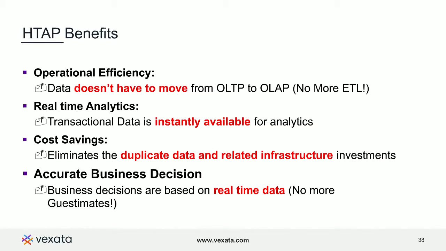So if I have to summarize the HTAP benefits, it provides operational efficiency because data doesn't have to move from OLTP to OLAP. It makes real-time analytics possible because the moment data is entered in your OLTP database, it is instantly available for analytical queries. It also provides cost savings because it eliminates duplicate data and related infrastructure investments. And most importantly, your business decisions can be more accurate because they are based on real-time data.